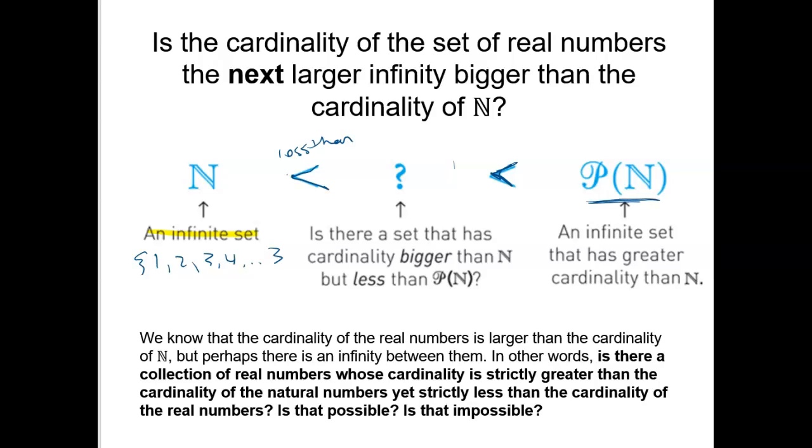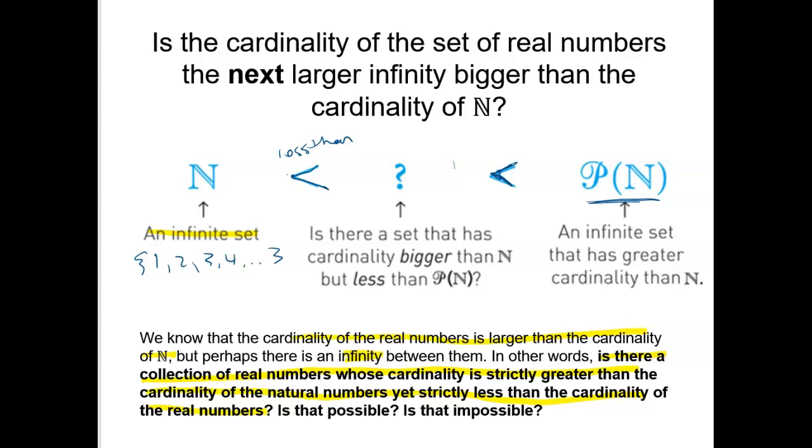We know that the cardinality of the real numbers is larger than the cardinality of the natural numbers, but perhaps there is an infinity between them. How do we order these infinities? Is there a collection of real numbers whose cardinality is strictly greater than the cardinality of natural numbers, yet strictly less than the cardinality of real numbers? Is that possible? Is that impossible? Essentially what we're saying here is, how do we order these infinities?